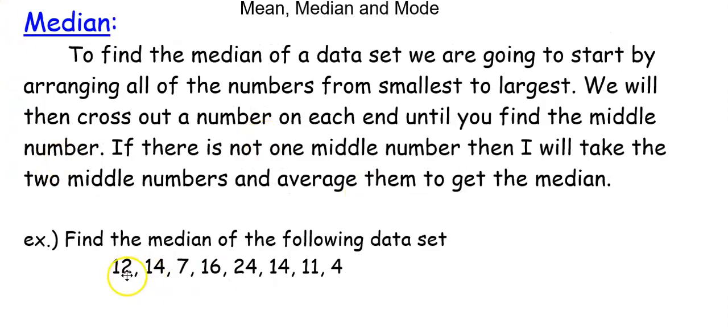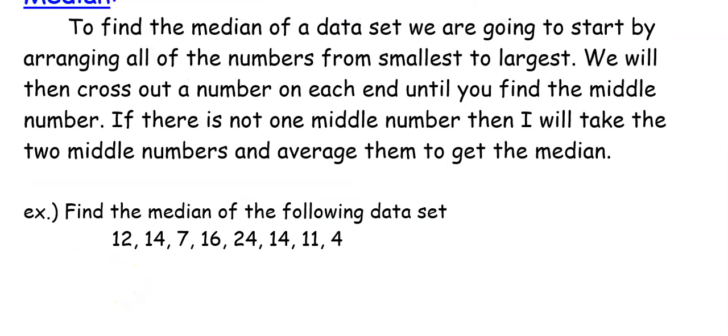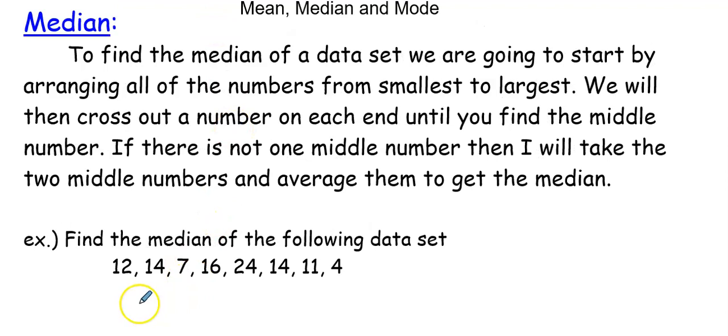To find the median, first off with these, you have to put them in order. So for this one, we have to put them in order first. So we have to do the 4. I usually like to cross them out. Next one would be 7. Then 11. 12. There's 2 14s. And then there's 16 and 24.